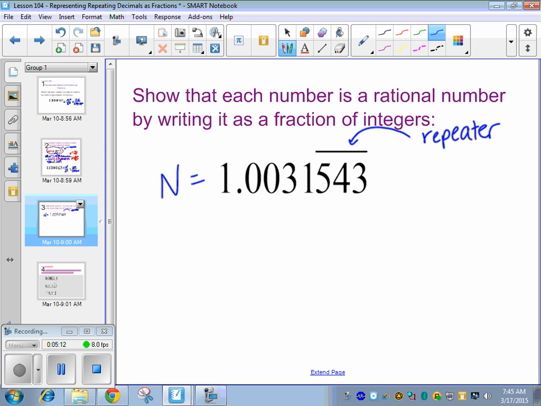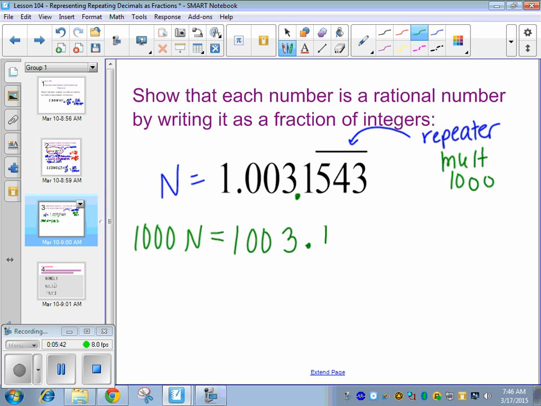Okay, so we're going to say n equals that. And this time, that repeater bar covers how many numbers? 3. So we're actually going to multiply by 1,000. All right, because there are 3 zeros in 1,000. So that means I'm going to do 1,000n. And if I multiply the right-hand side by 1,000, we're going to move the decimal over 1, 2, 3 spaces to here. So we're going to have 1,003.1543, and let's just write this out, 543. We'll do a couple of them. They're going to cancel anyways, okay?